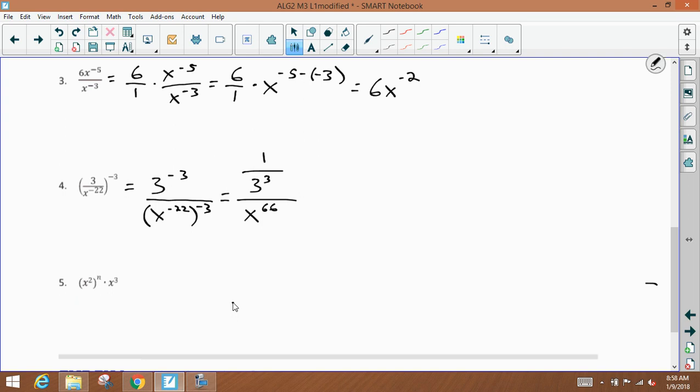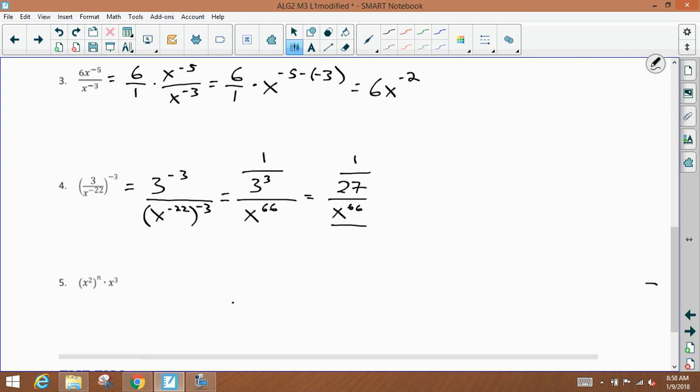All right. There we go. So what did I do? I wrote that negative exponent. So we can apply this to numbers as well, right? It doesn't just have to happen to variables. 3 to the negative third power is the same thing as 1 over 3 to the third power, positive 3. And then I multiplied negative 22 times negative 3, and I got positive 66. So then this becomes 1 over 27 over x to the 66.